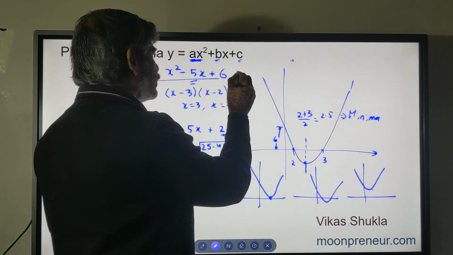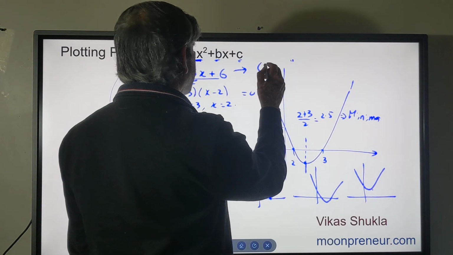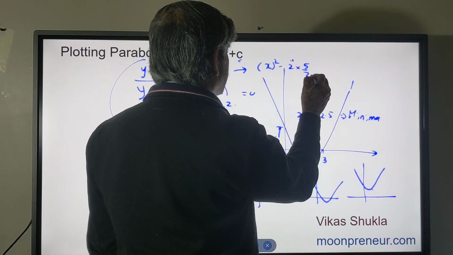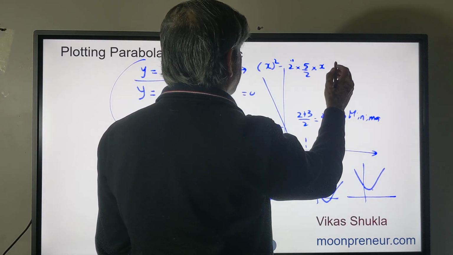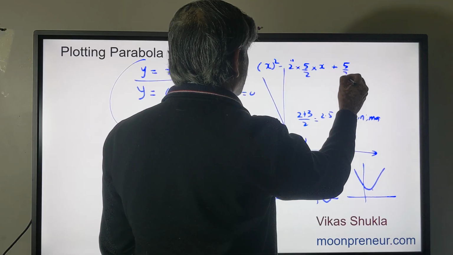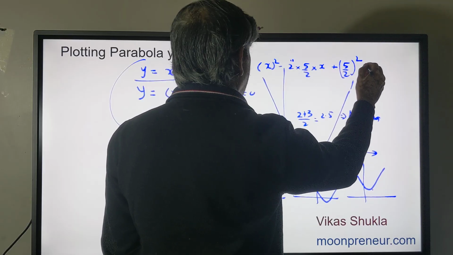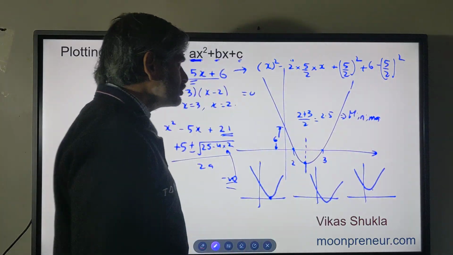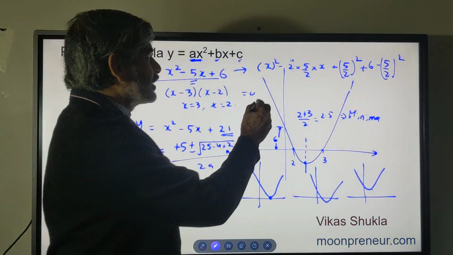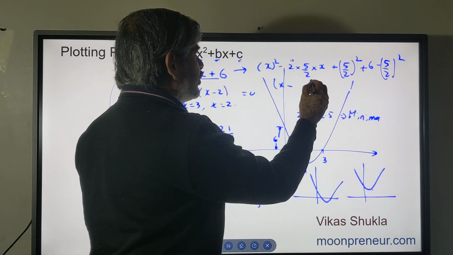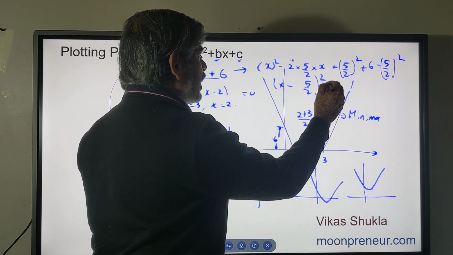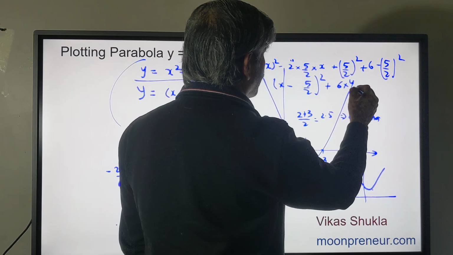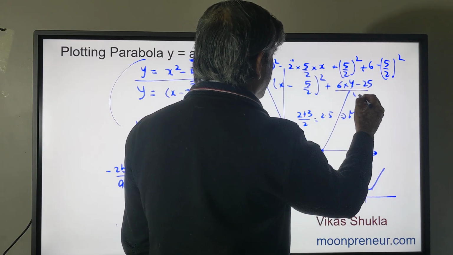The other way is to make it a perfect square. I can write it as x square minus 2 into 5 by 2 into x plus (5 by 2) whole square, and plus 6 minus (5 by 2) whole square. And then I can write this as (x minus 5 by 2) whole square and plus the rest of the term, which is 6 into 4 minus 25 by 4.